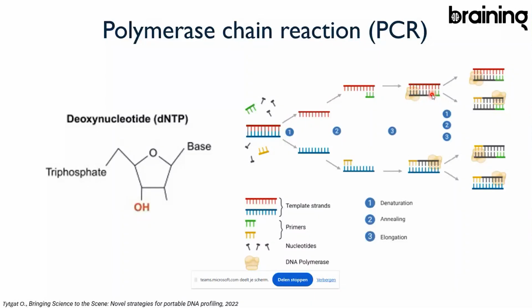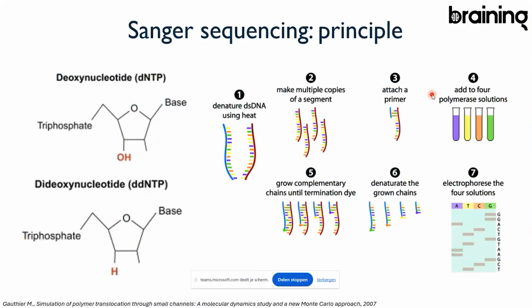And here with Sanger sequencing, the first sequencing and the original sequencing method that I'm going to discuss, you will immediately see why it's important to understand the polymerase chain reaction, because the Sanger sequencing is basically a variation of the polymerase chain reaction. As with the PCR, you start with a double-stranded DNA that you're going to denature.